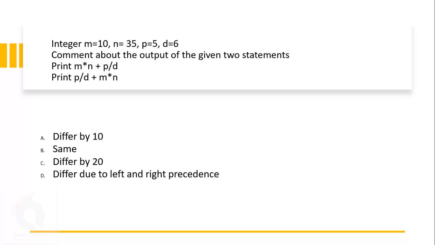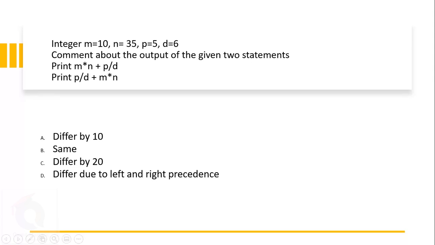Now the next question comes up as this. You have integers m equals 10, n equals 5, n equals 35, p equals 5, and d equals 6. They've given 2 statements and they're asking what is the difference in output between the 2 statements. Is there a difference in precedence? Does it differ by 10 or 20, or is it the same?